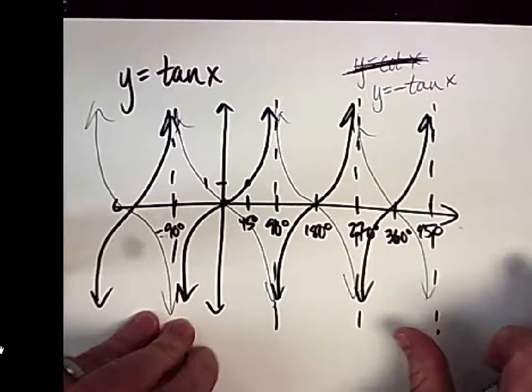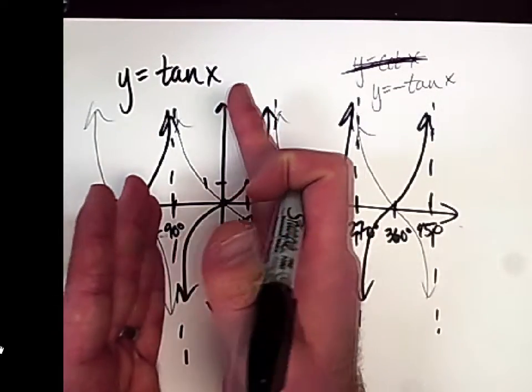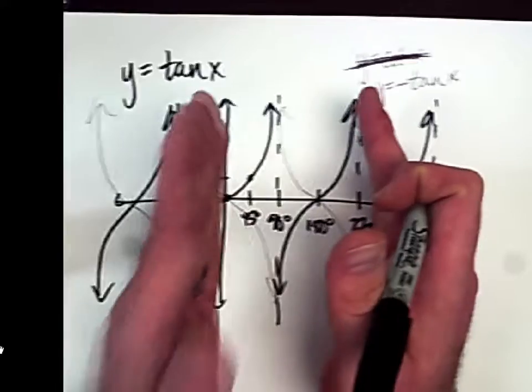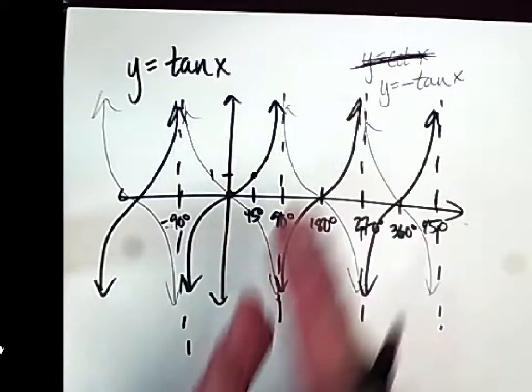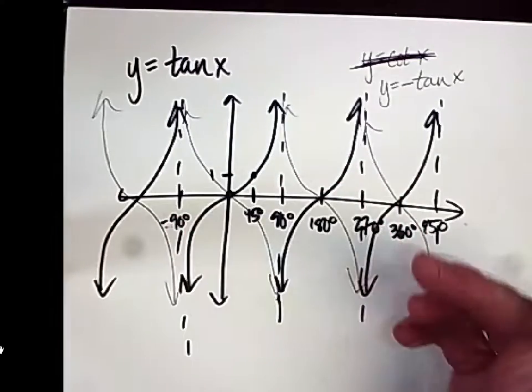If you're doing cotangent, it is just shifted over until 0 is the asymptote, because cosine is now on top and sine is on the bottom. So when sine was 0, it's now undefined.